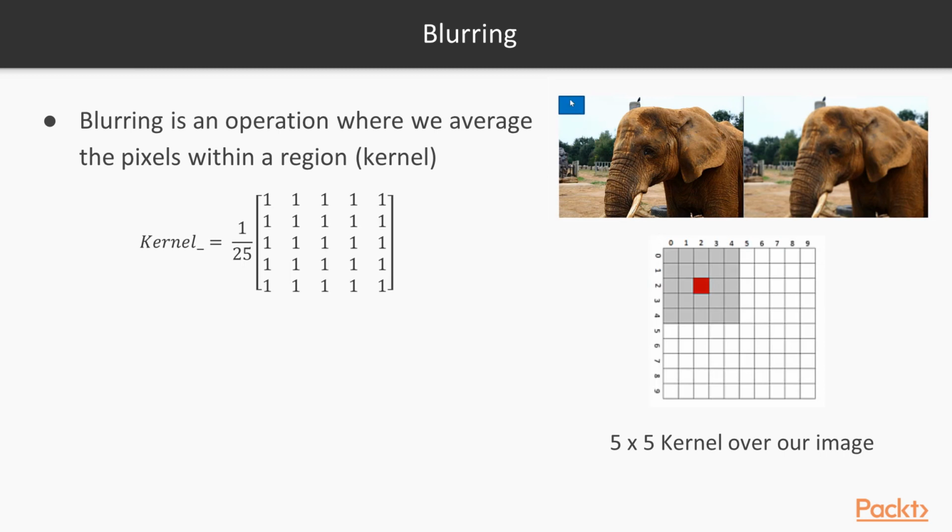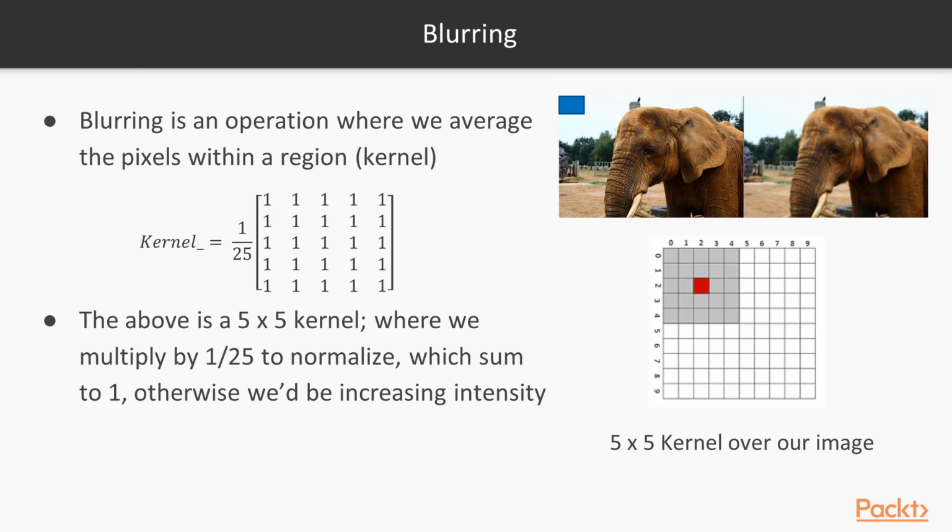This is our kernel in our elephant image, and this is what a kernel looks like. Imagine it's a simple one. It's just all ones, multiplied by 1/25, which is because it's a 5x5 matrix. And we're multiplying it so that we normalize, keeping it summing to 1. Otherwise, we don't want to increase the intensity of this operation, because this operation is a blurring operation.